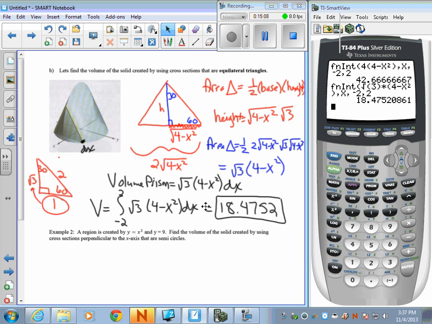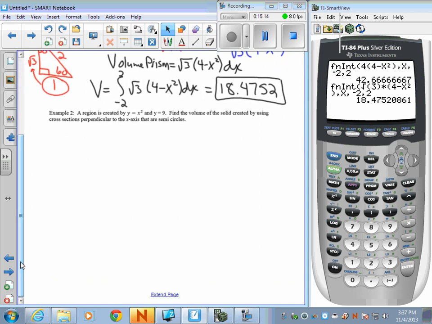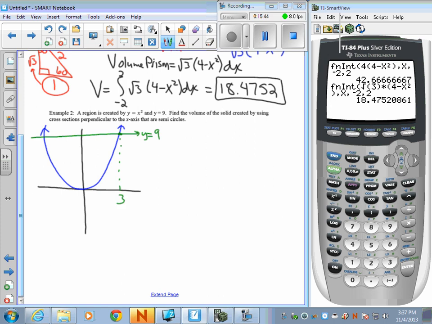Now, example 2, we're going to a different region, and you no longer have a diagram for this one, but we're okay. We can still do this. So we have a region bounded by y equals x squared and y equals 9. So we're going to start with a parabola. So we have our parabola, and then we have y is equal to 9. And at this point, I know that this x value is 3, and I know that this x value is negative 3. Question is, what squared gives me 9, and that will be 3.